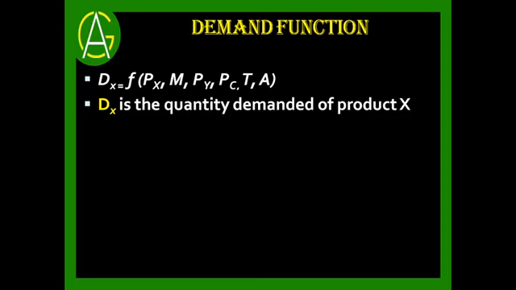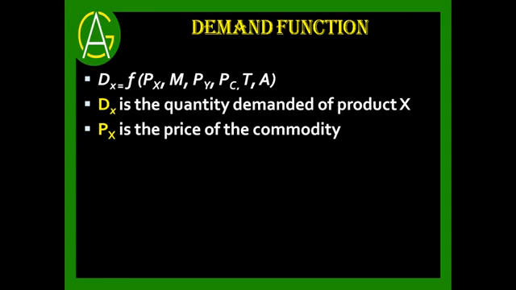Now on the basis of this we can prepare a demand function. What do we mean by demand function? Demand function is the functional relationship between the demand and the factors affecting the demand. Now this is the demand of X, this is F. F is the functional relationship, F shows function, and these all are the factors that affect the demand. Let us take them one by one. First is D of X. D of X is the demand of product X.